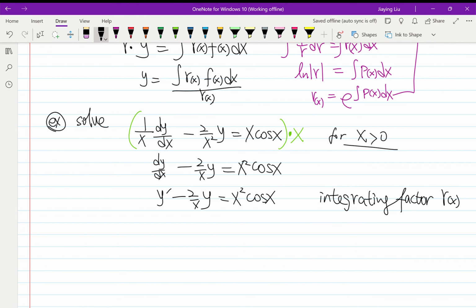So we're going to multiply r of x on both sides of the equation. But to make it easy to write, I'm just going to multiply by r. But hopefully you understand that when I say multiply by r, it just means r of x. It's not a constant here, it's a function of x. So that will be r y prime minus r times 2 over x y equals r times x squared cosine x.